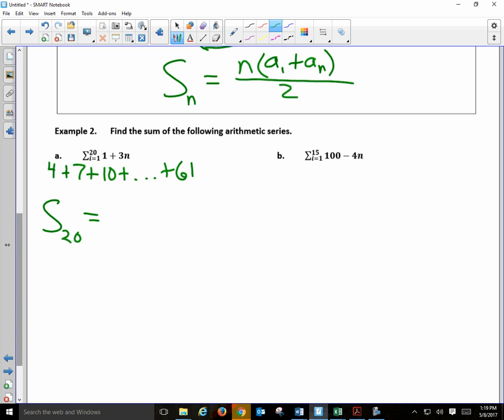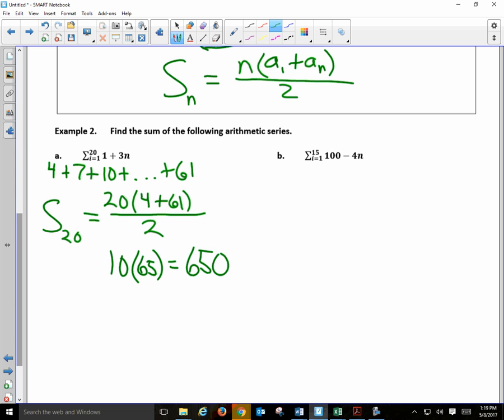We take n times, well, what is n in this problem? It is 20 times, yep, the first term is 4, the last term is 61, all divided by 2. What is 20 divided by 2? And 61 plus 4 is 65. So as B. Rodden said, 650.